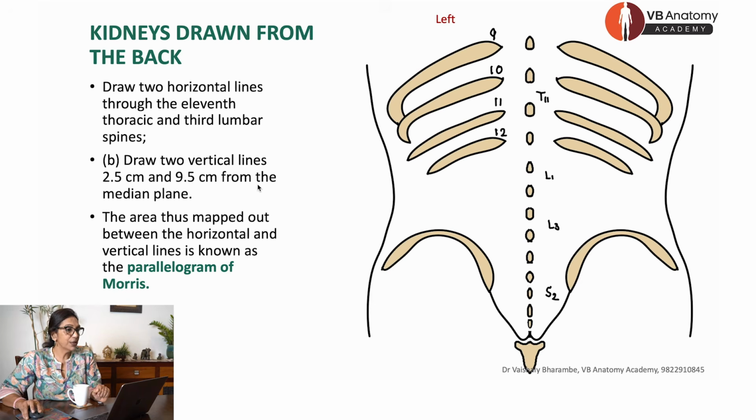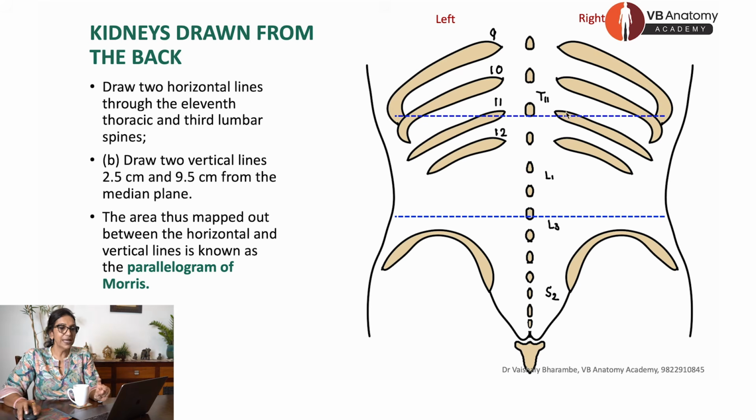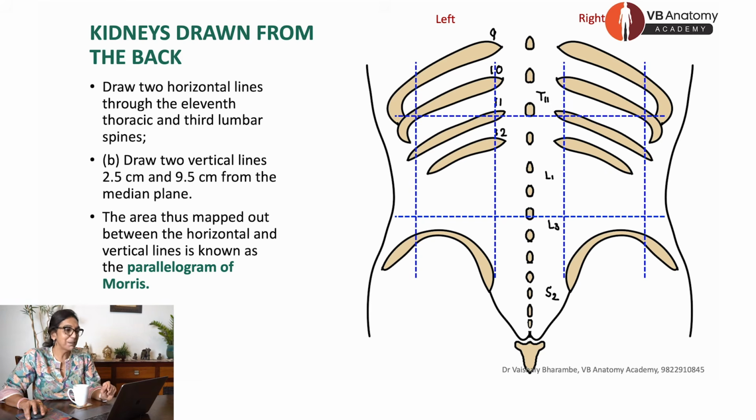Draw 2 horizontal lines through the 11th thoracic and 3rd lumbar spines. Okay, this is left, this is right. Through the T11 and through the L3, 2 horizontal lines are drawn. Okay. Now I want vertical lines. So draw 2 vertical lines, 2.5 centimeter and 9.5 centimeter from the midline. Right. So what do you have? You actually have a parallelogram, which is called the parallelogram of Morris.